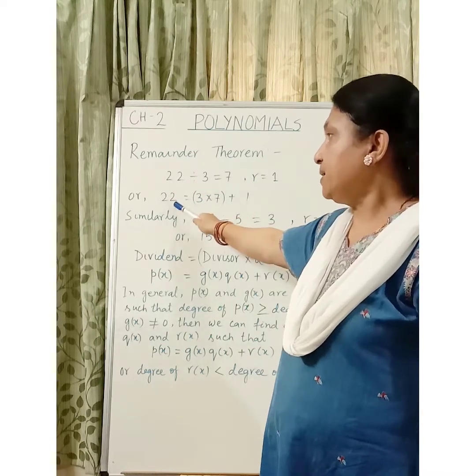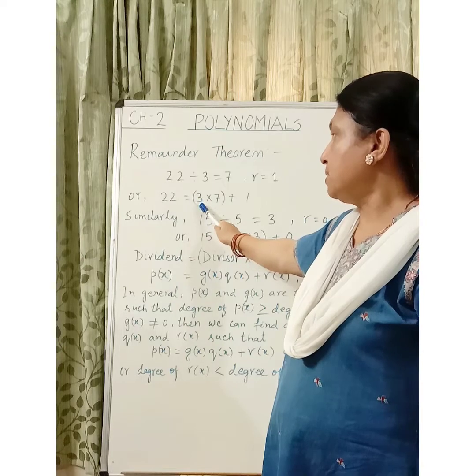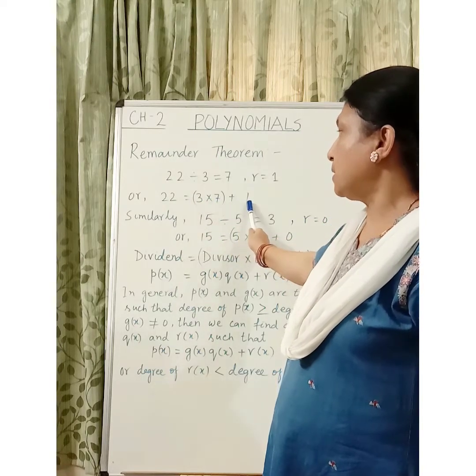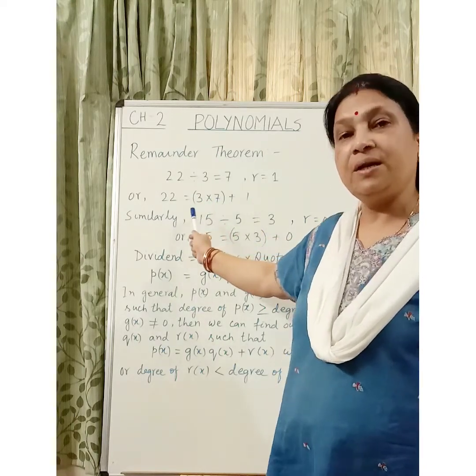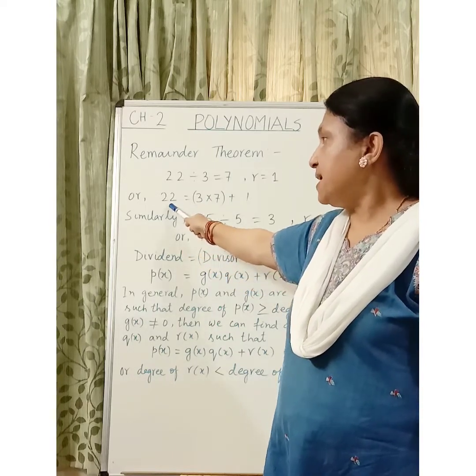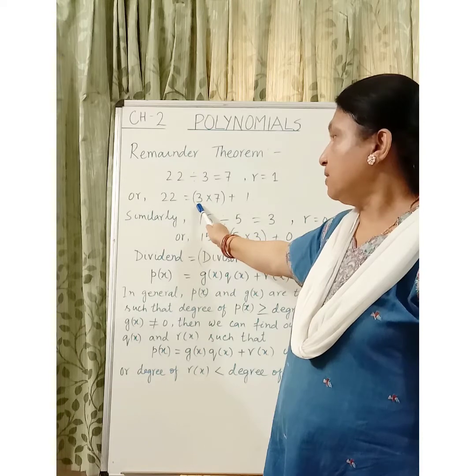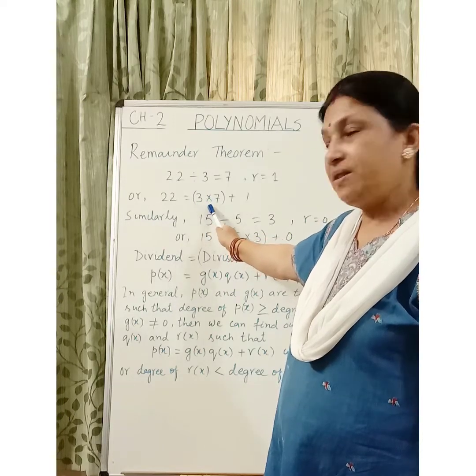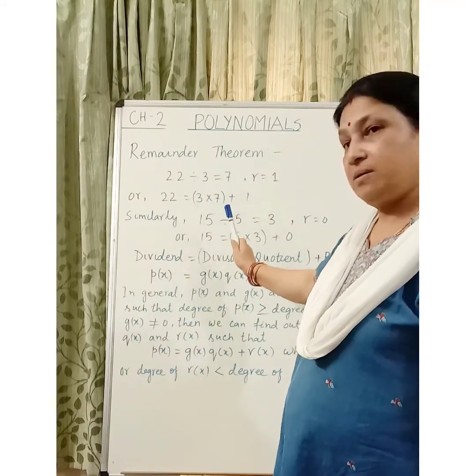So we can write 22 as 3 into 7 plus 1. We know it from the very lower classes. We know the division, and we know the dividend is equal to the divisor multiplied with the quotient plus remainder.